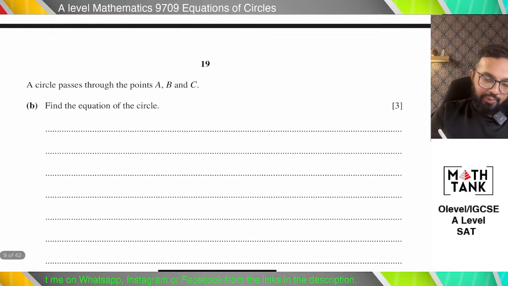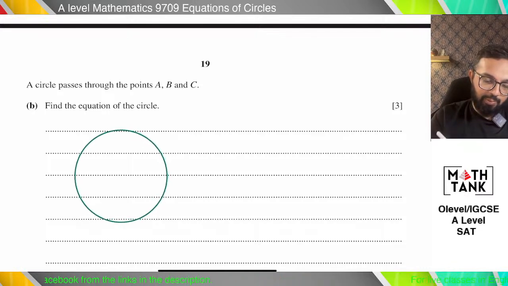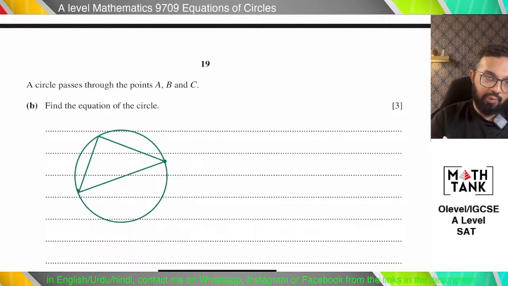The circle passes through the points A, B, and C. Find the equation of the circle. So if they're all on the boundary and two of them are perpendicular, then that property about 90 degrees becomes active. So you'd have B, A, and C.